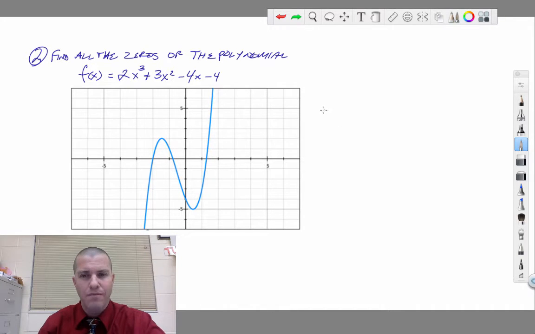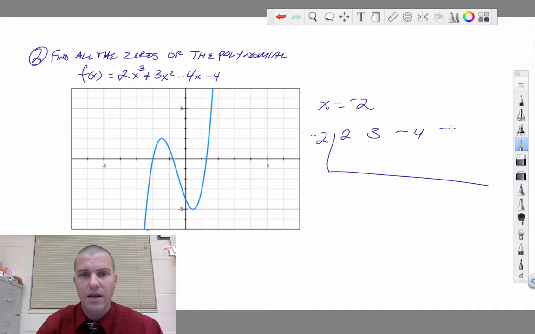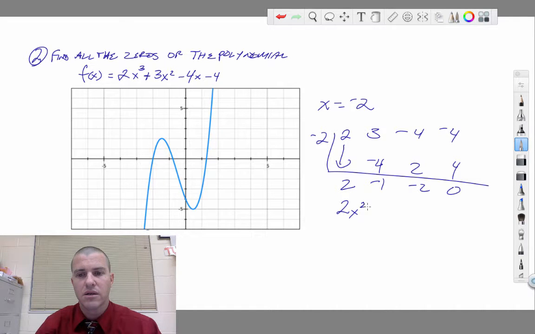Well, for this first one, x is equal to -2, and that means I'm going to use -2 in the synthetic substitution. My coefficients are 2, 3, -4, and -4, and I don't have any missing terms. I'm going to bring the 2 down, multiply: -4, -1, +2, -2, +4, and 0. What I'm left with is 2x squared minus x minus 2.